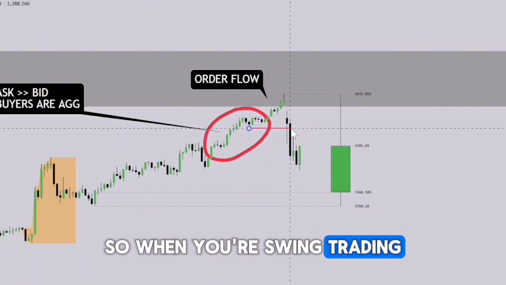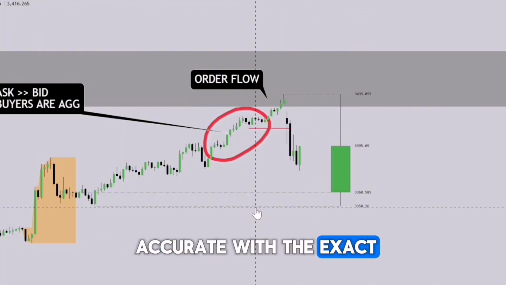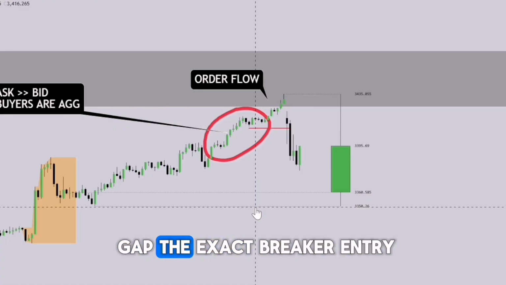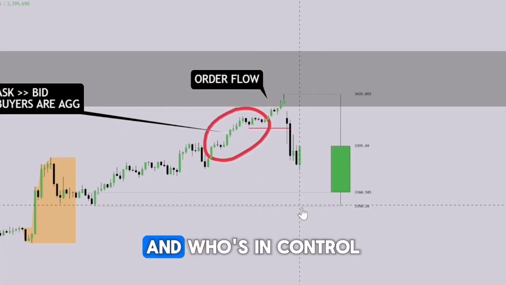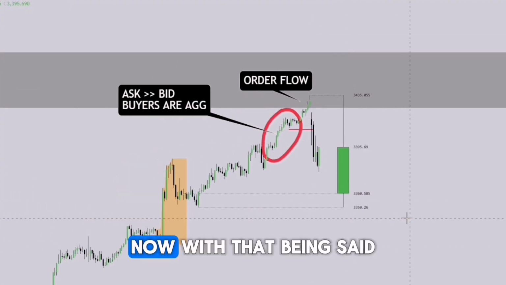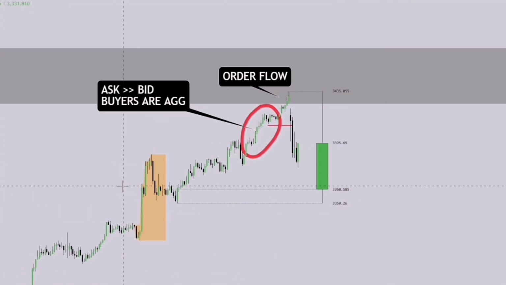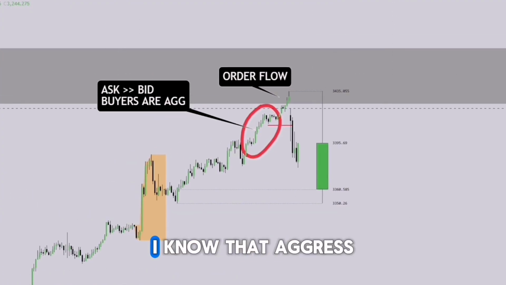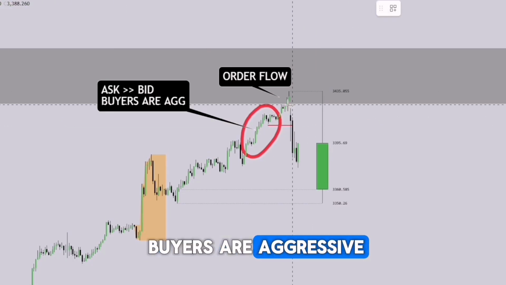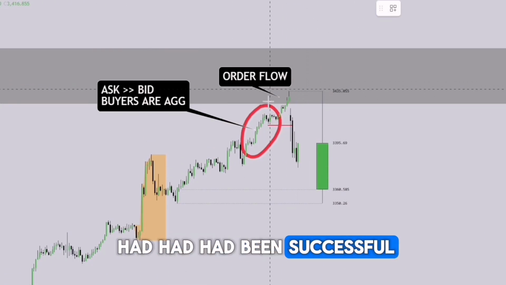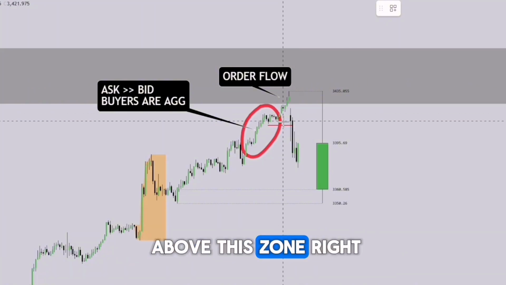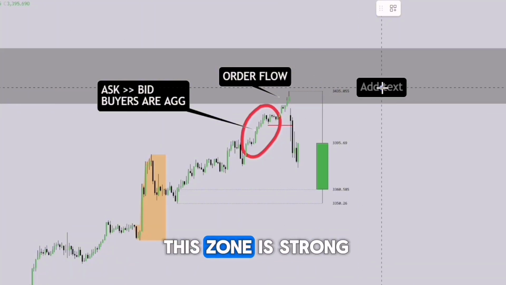So when you're swing trading, I'm less accurate with the exact order block, the exact fair value gap, the exact breaker entry, whatever you want to call it. It's more about understanding direction and who's in control of the markets. Now, with that being said, I know a couple of things have happened over here. I know that buyers are aggressive, but buyers have failed. Because if these buyers had been successful, they would have broken above this zone, right? So we know that this zone is strong.